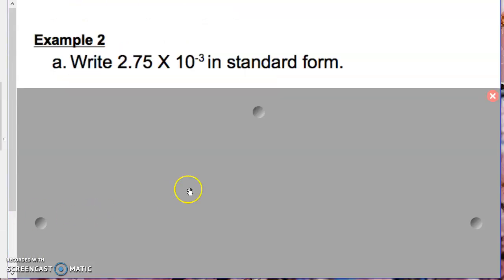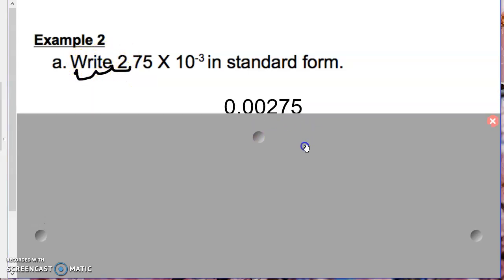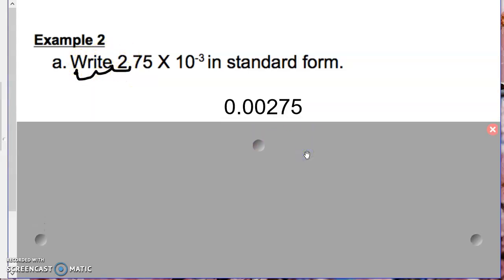So looking at example 2, it says write this number in standard form. What I begin with is I see 2.75 times 10 to the negative 3. Well, the negative right there means I'm going to be moving my decimal to the left, and I'm going to be moving it 3 places. So that would be 1, 2, 3. And then I would have a 0 point, and then I'd fill in 2 zeros there, and that would give me this number right here.